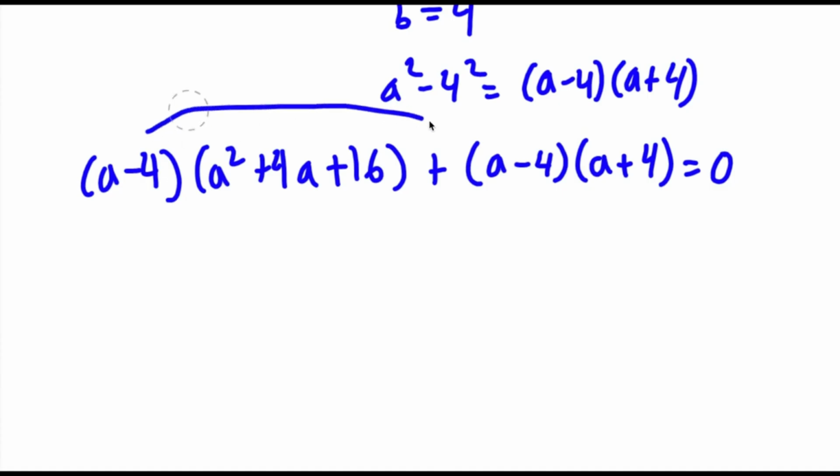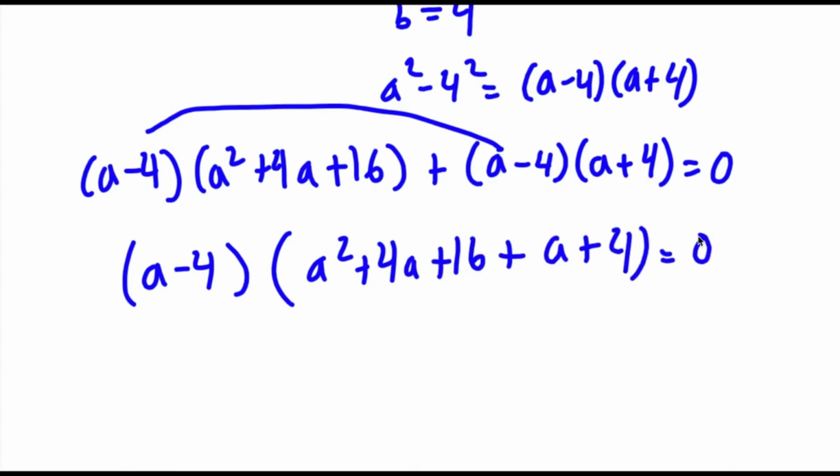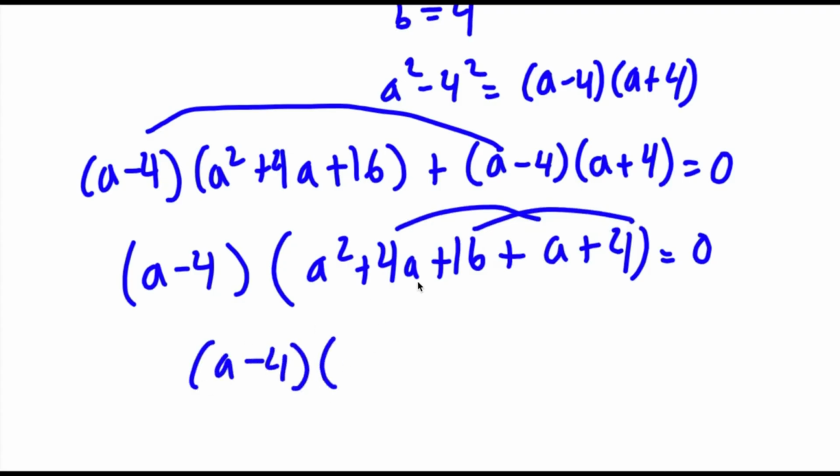Now, as you see, both the terms have a minus 4. So I'm going to factor out a minus 4. And if I do that, I get a minus 4 times a squared plus 4a plus 16 plus a plus 4 is equal to 0. Now over here, I can go ahead and combine like terms. 4a and a are like terms, and 16 and 4 are like terms. So now I have a minus 4 times a squared plus 5a plus 20, and this is equal to 0.